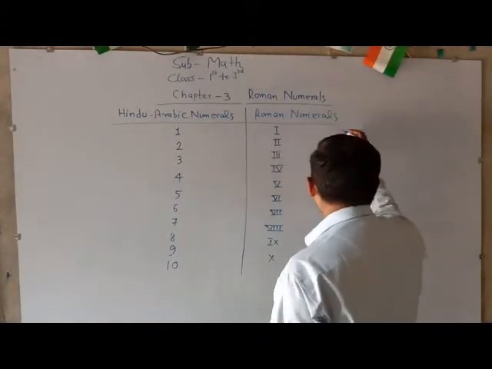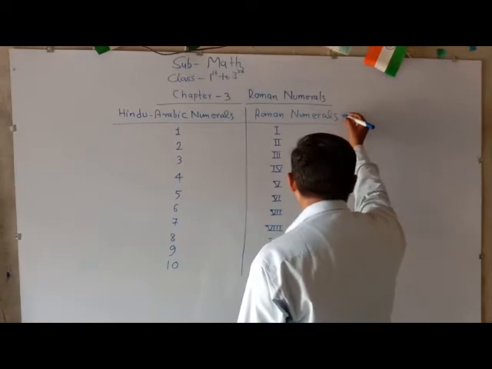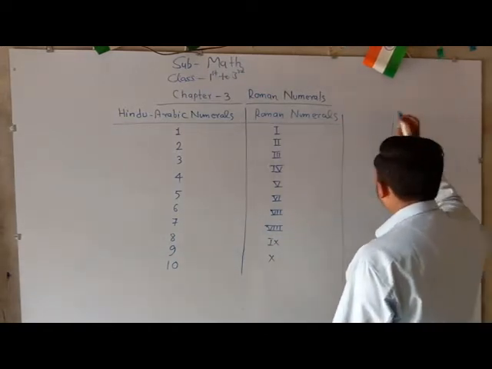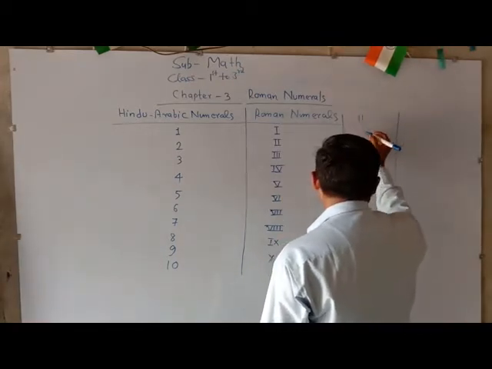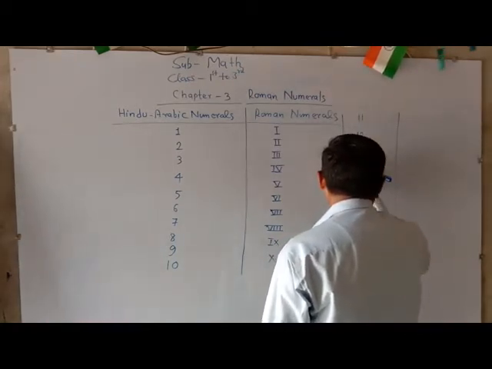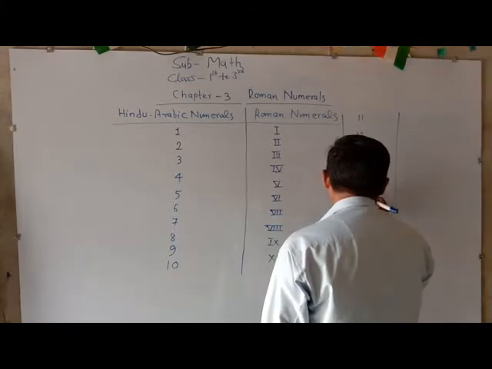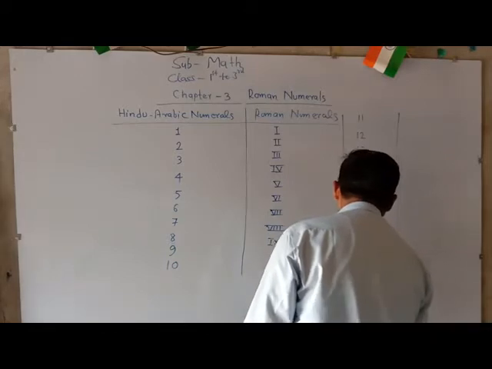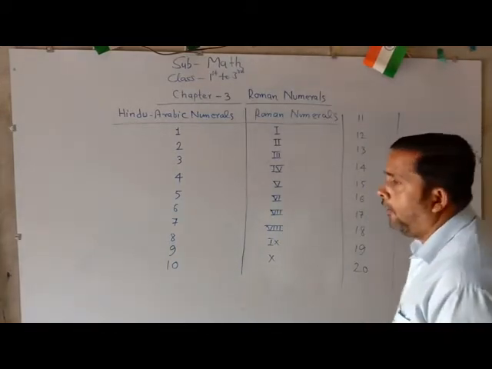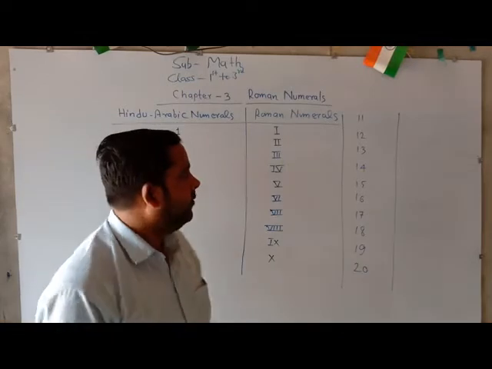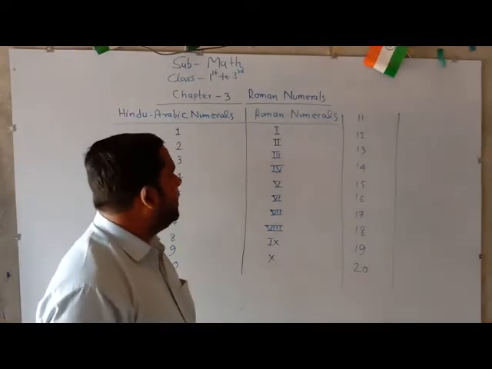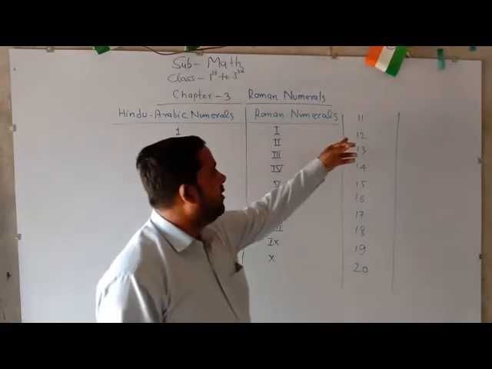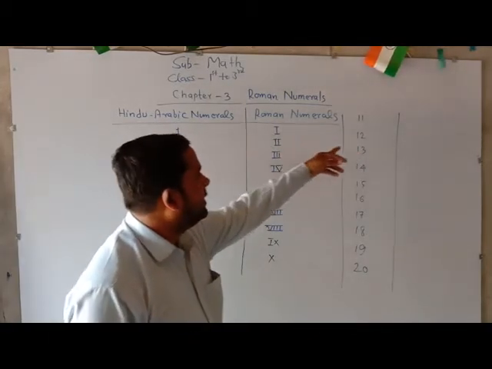After it, 11, 12, 13, 14, 15, 16, 17, 18, 19 and 20. We will represent the Hindu Arabic numerals 11 to 20 in Roman numerals. Just look.